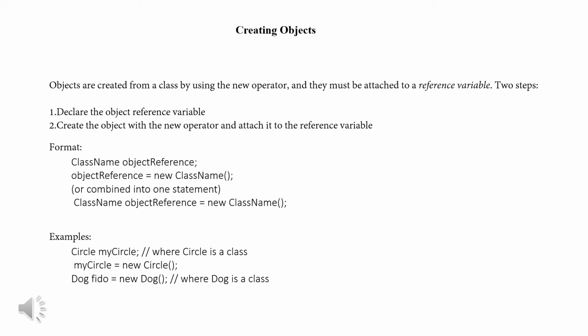There are two steps to create an object. First, we need to declare a reference variable.